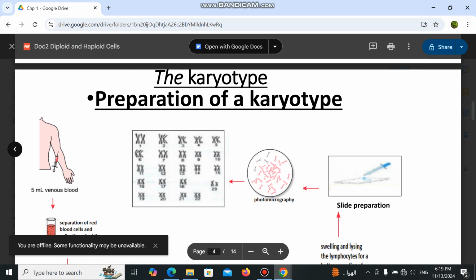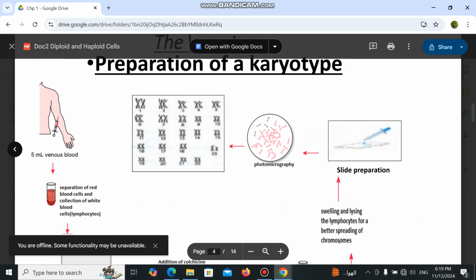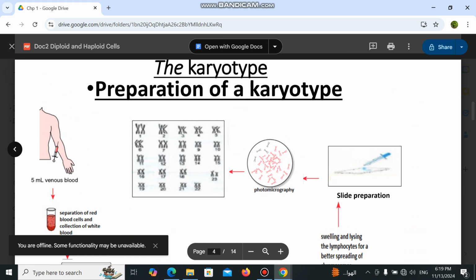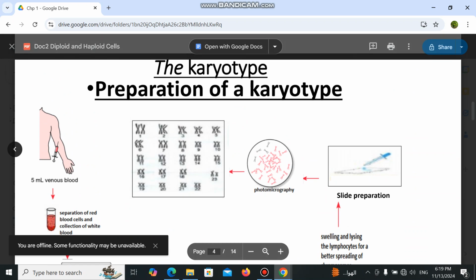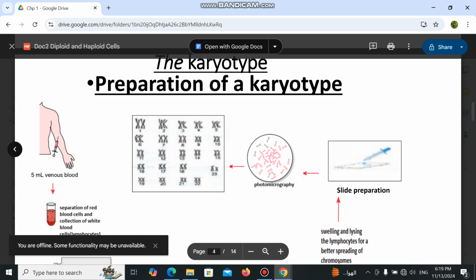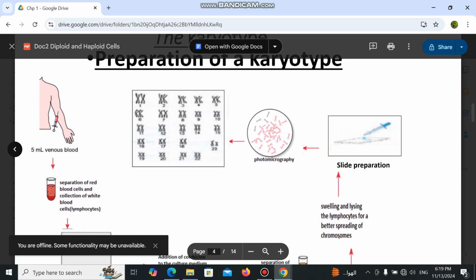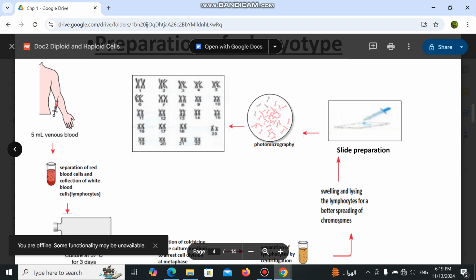Usually, in order to study the chromosomes, scientists make a karyotype. The karyotype is an arranged photo or micrograph of the chromosomes represented in the cell. But how do we obtain a karyotype of a human cell or another cell? The preparation of a karyotype passes through different steps.